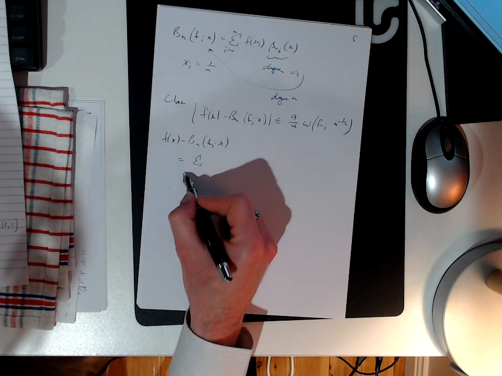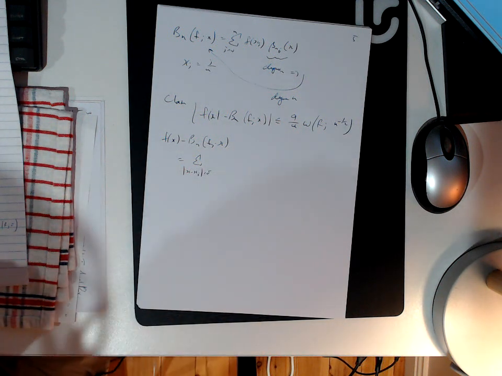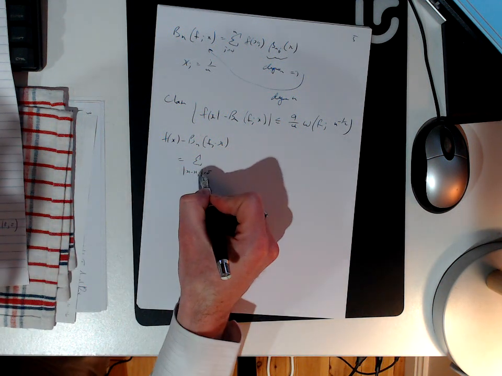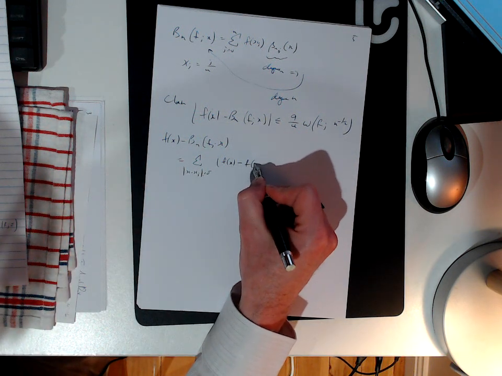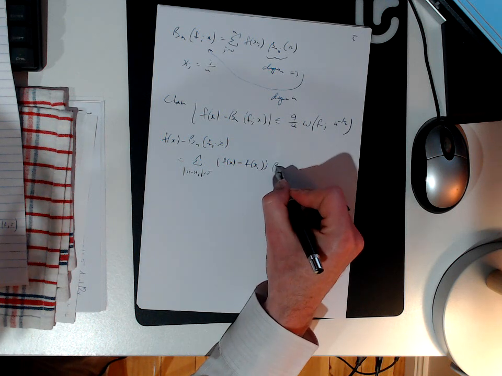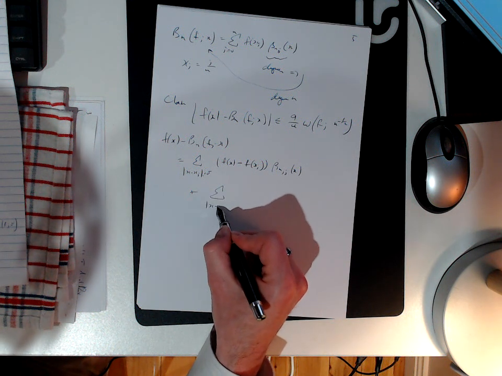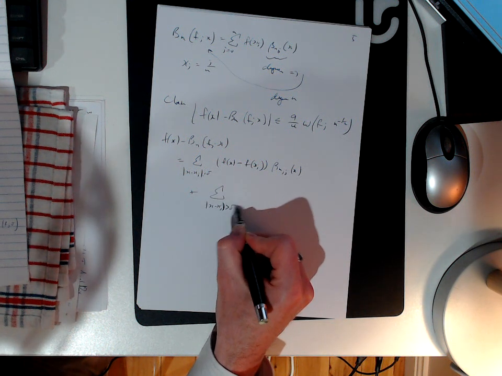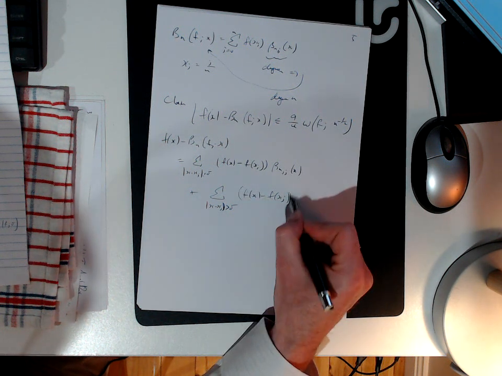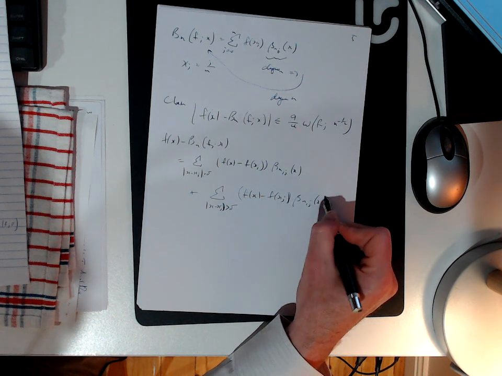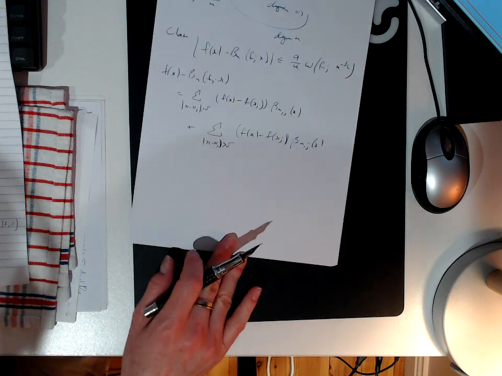I'm going to rewrite this as the sum of x minus xj, where the difference is less than or equal to delta, of f(x) minus f(xj) times beta nj(x), plus the sum over x minus xj where these things are bigger than delta, same thing, f(x) minus f(xj) times beta nj(x). The terms in the sum all followed from the definition, so you should check that you can do that.